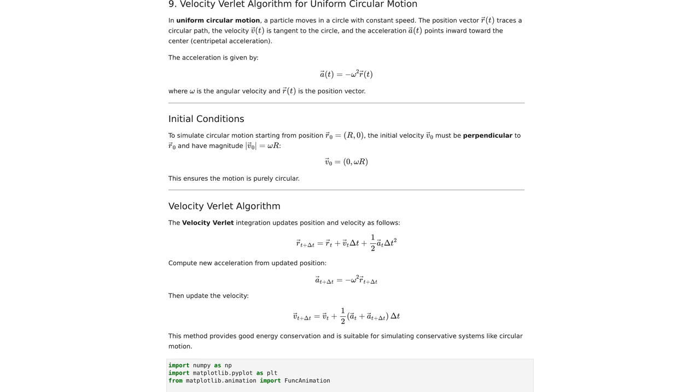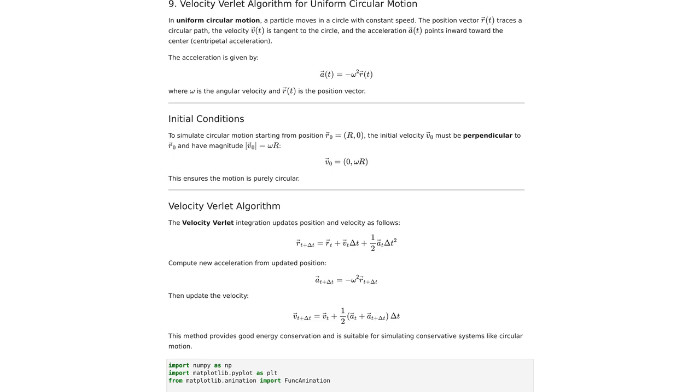The acceleration is given by the vector equation a of t equals negative omega squared times r of t, where omega is the angular velocity and r of t is the position vector. To initiate purely circular motion, if we start at an initial position r0, for example, at (r, 0) on the x-axis, the initial velocity v0 must be perpendicular to this initial position vector, and its magnitude must be omega times r. So, v0 would be (0, omega r).